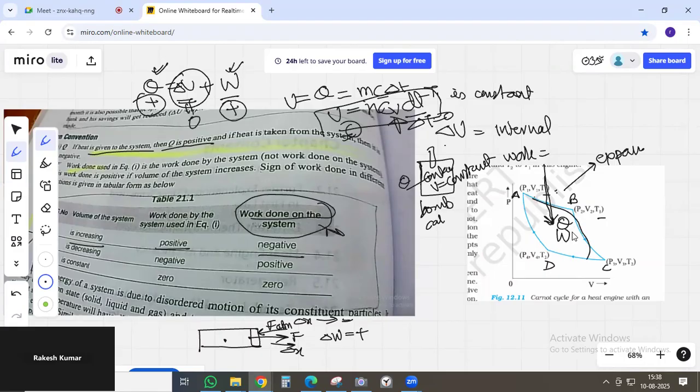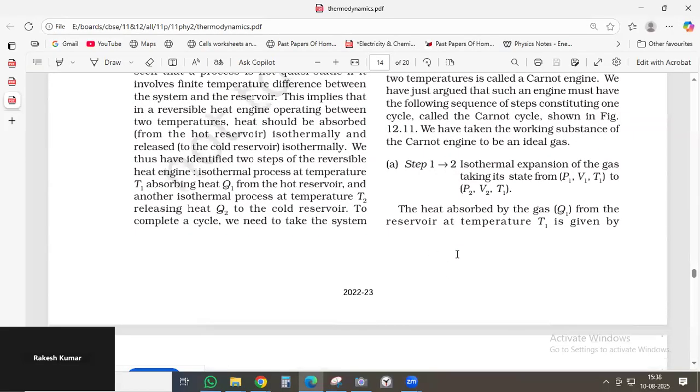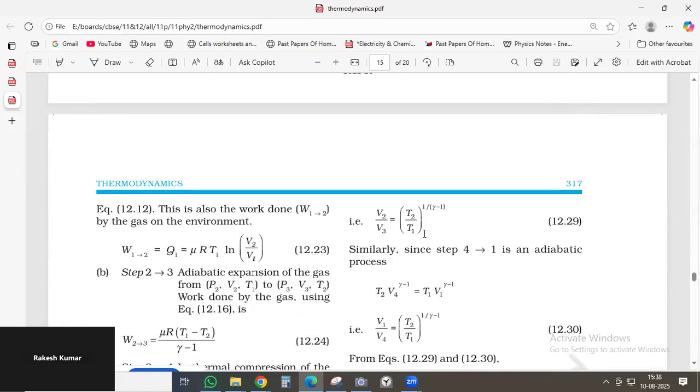Anyway, we were only concerned with AB. So expansion is happening. Work is done by the system, and you can find it by the area under the curve, or you can use the formula mathematically.